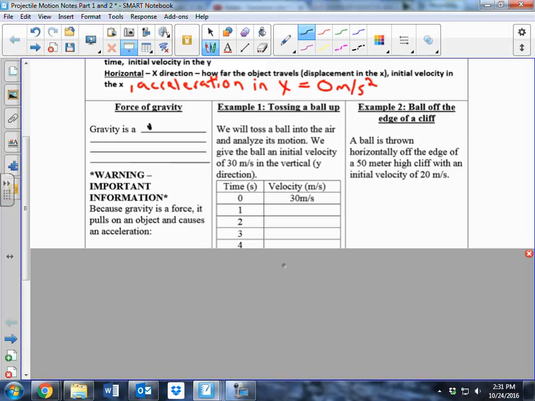Gravity is a force. We already discussed this in previous notes, and a force is a push or pull. The thing about forces is it causes acceleration. Think about it. If I keep constantly pushing something, it's going to get faster and faster and faster. So forces cause an acceleration. And I also said that in the previous notes.